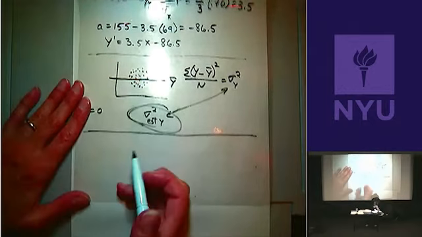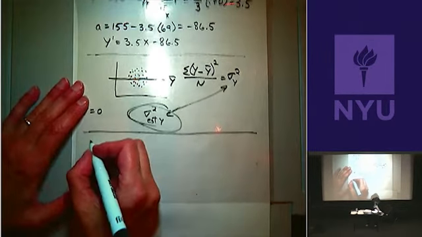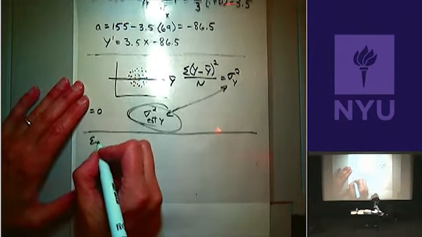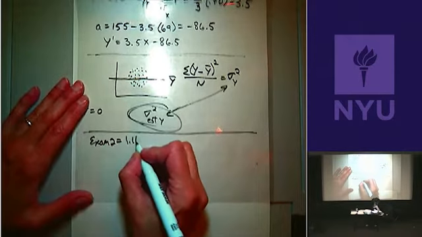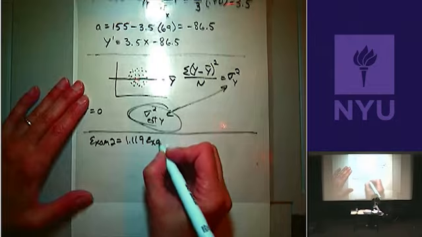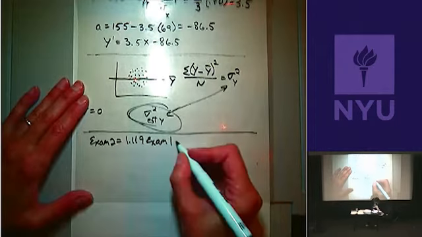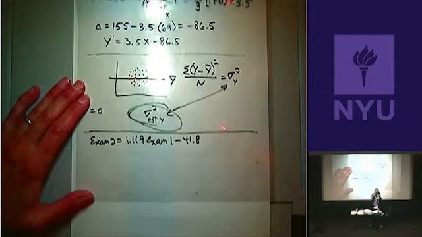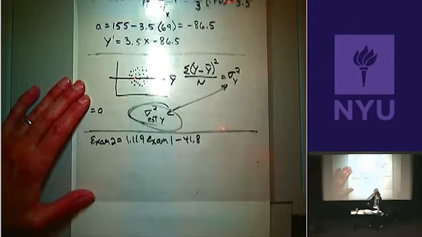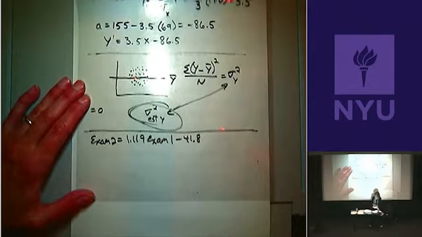Let's imagine, here's the equation of the line, by the way. Exam 2 is equal to 1.119 times exam 1 minus 41.8. That's the equation of that line, going through that data. I calculated it through a program called Fathom, actually, to do that. That's the equation of that line.